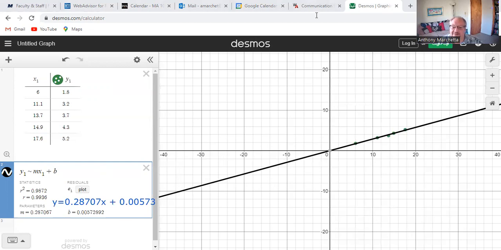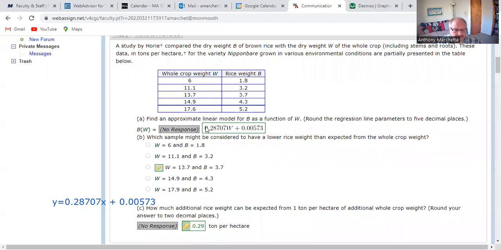Take a look at the answer from WebAssign. See it right here. I'll highlight it. On the nose, exactly. So if you're careful with rounding and the 5 decimal places and whatever they want, you'll get it right. Next piece of the question says, which sample might be considered to have a lower rice weight than expected from the whole crop weight?